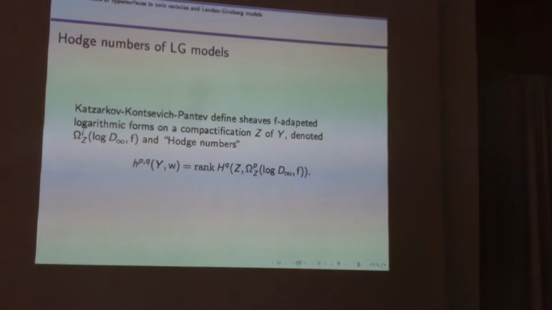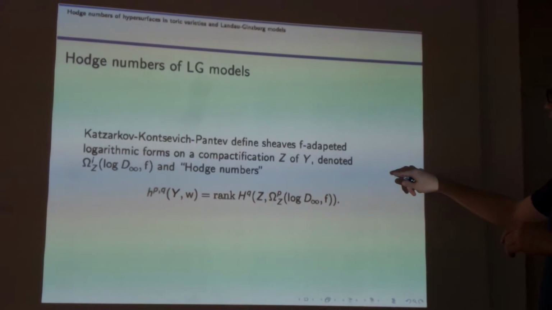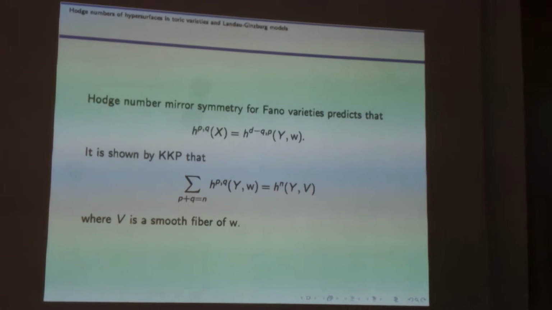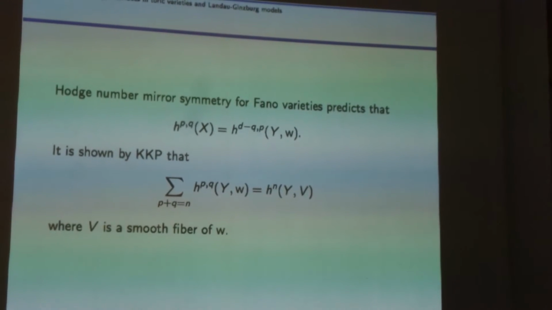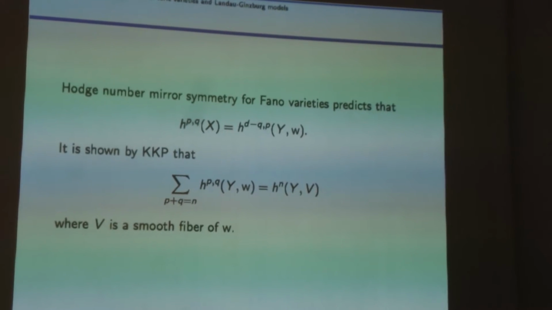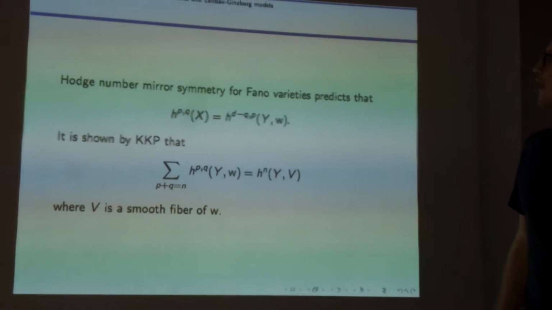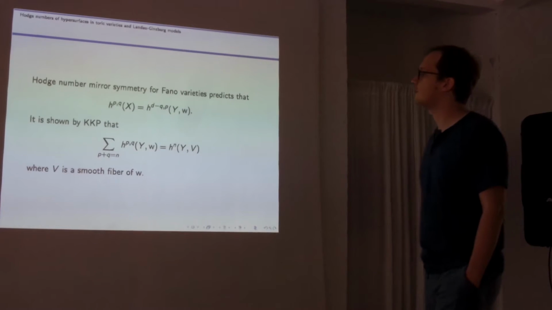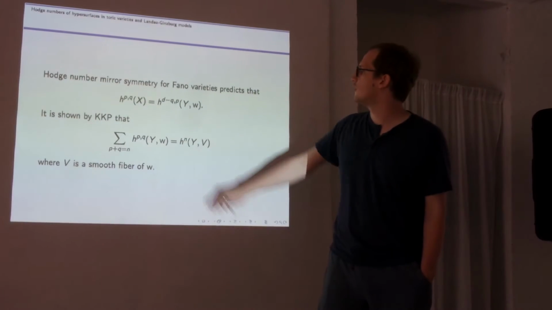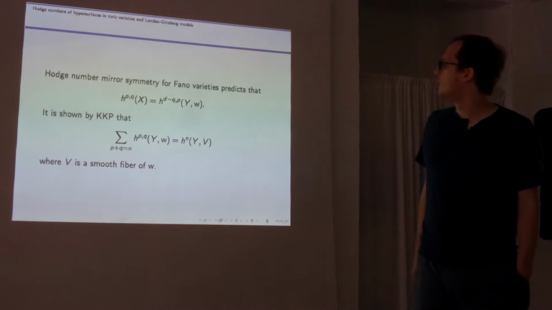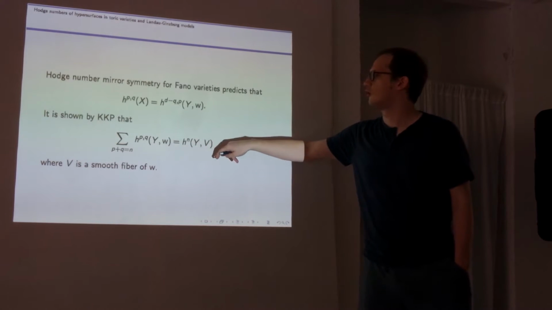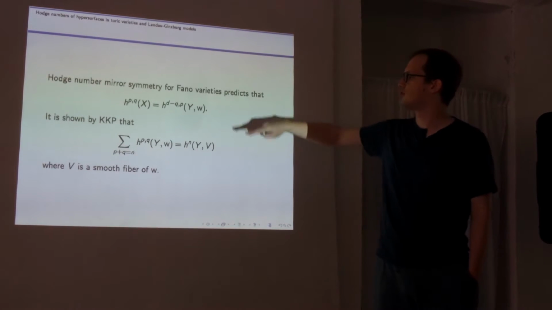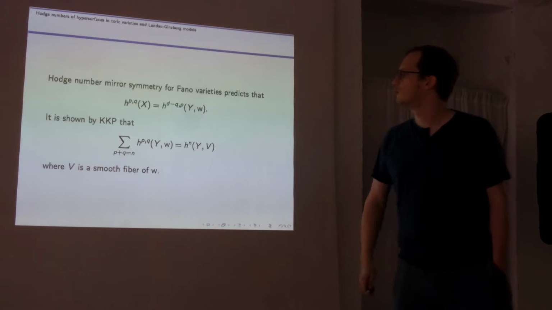With nice properties with respect to the differential df. F is a function on Y, so this is sort of nice. What Hodge number mirror symmetry for Fano varieties predicts is that the same thing holds between these new Hodge numbers and the Hodge numbers of Y, or rather X. Katzarkov and Przyjalkowski show that if you take the sum of these things across n, this is just the nth relative cohomology, the rank of the nth relative cohomology. Here V is a smooth fiber of the fibration W, and it's just as usual.